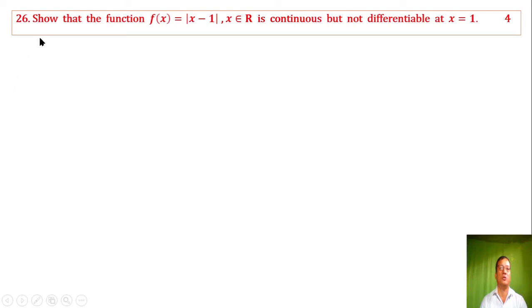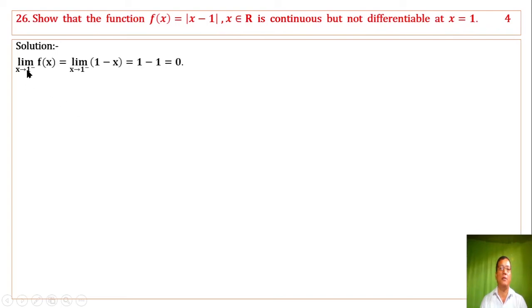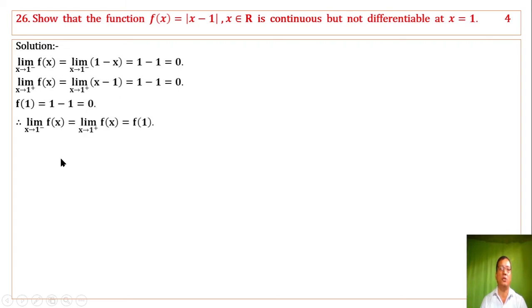For question number 26, show that the function f is continuous but not differentiable at x equals 1. Left limit at 1 equals right limit. Left limit at 1 is 0, right limit at 1 is 0, and f of 1 is 0. These three values are equal, hence f of x is continuous at x equals 1.